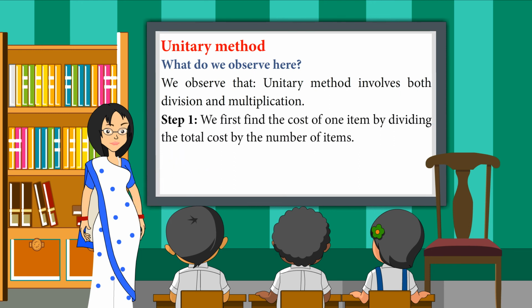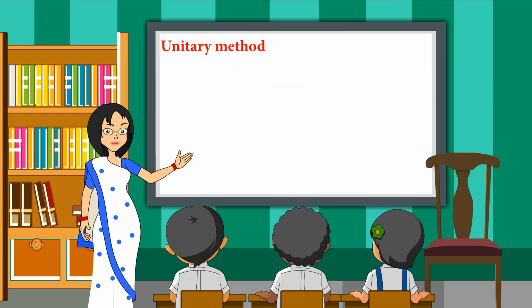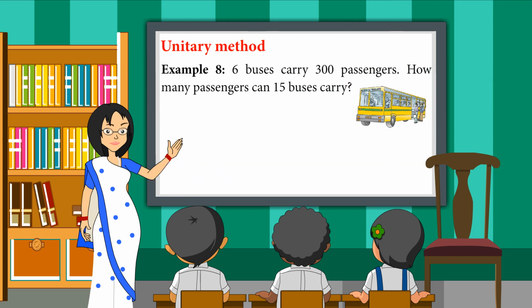Step 1. We first find the cost of one item by dividing the total cost by the number of items. Step 2. Then find the cost of many items by multiplying the cost of one item by the number of items. Example 8. 6 buses carry 300 passengers. How many passengers can 15 buses carry?